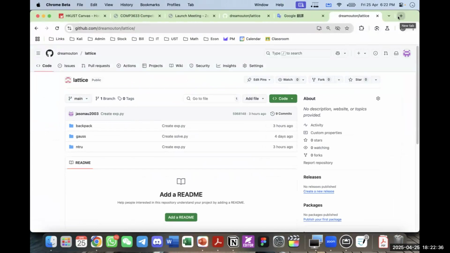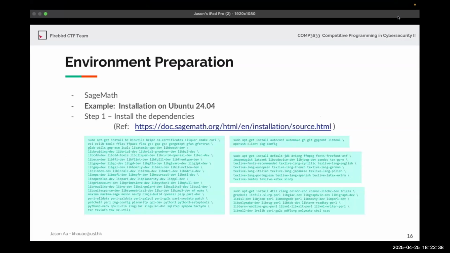Actually, we need to prepare our environment, which is Sage Math. It's recommended to compile it on your machine for the best compatibility, but the compilation may take a very long time. For myself, I took around 40 minutes to compile it completely. So if you don't get enough time today, we can just discuss it here first and try it later.